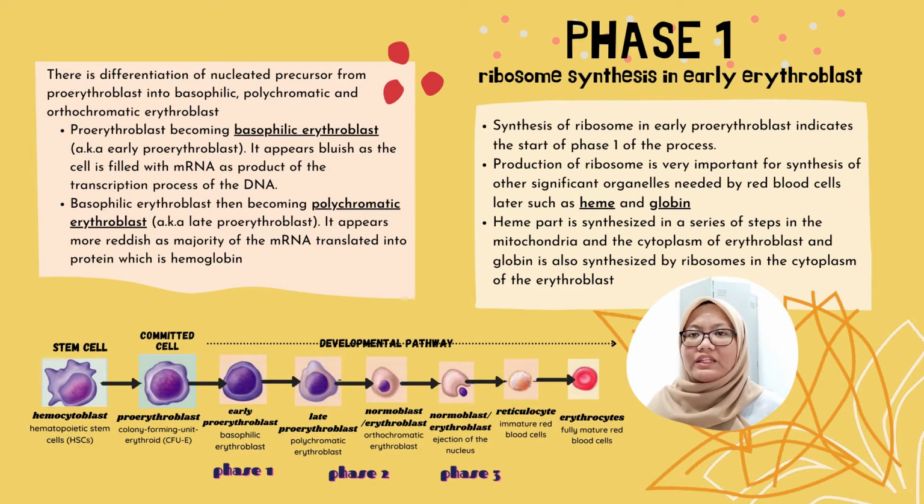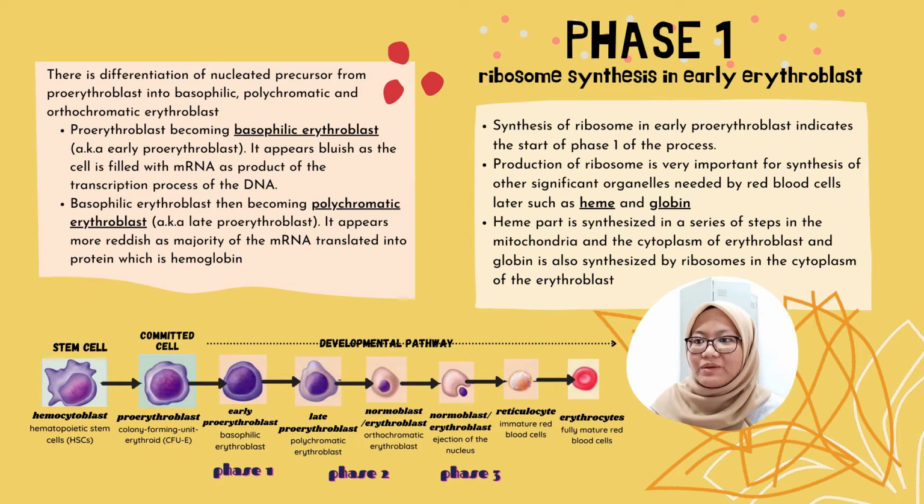Basophilic appears bluish because it is filled with mRNA as a product of the transcription process of DNA. And then basophilic will become polychromatic erythroblast. Polychromatic appears more reddish compared to the basophilic because the mRNA is translated into protein, which is hemoglobin. Hemoglobin gives the red color to the polychromatic erythroblast.